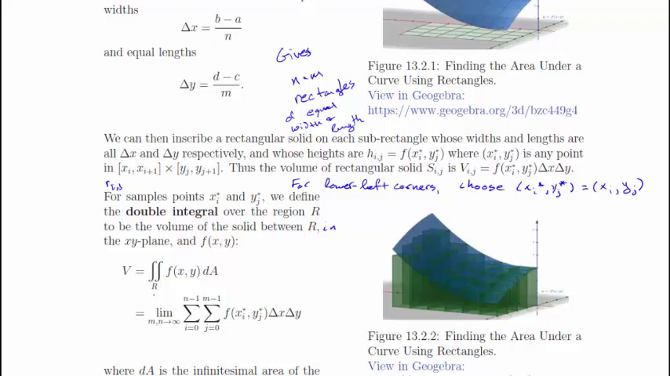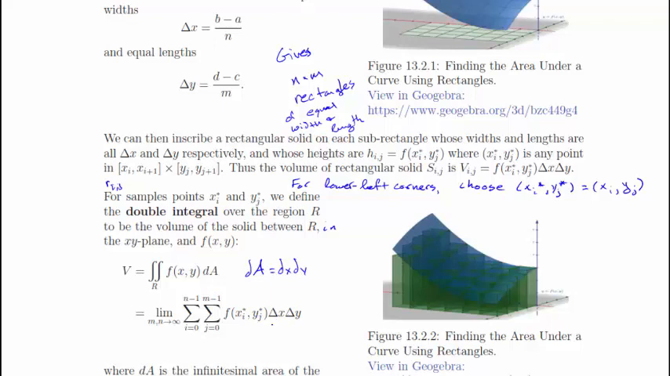So the volume equals the double integral over the region of f of x, y dA, where dA equals dx dy. This is the instantaneous change in the area. This is the instantaneous change in x times the instantaneous change in y, so that's the instantaneous change in the area. So here this equals the limit as m, n goes to infinity. That's the number of subintervals in the x and y direction. So we're making that number go to infinity for both. And we have this double sum, from i equals 0 to n minus 1 and j equals 0 to m minus 1, of f of (x sub i star, y sub j star) times delta x times delta y.